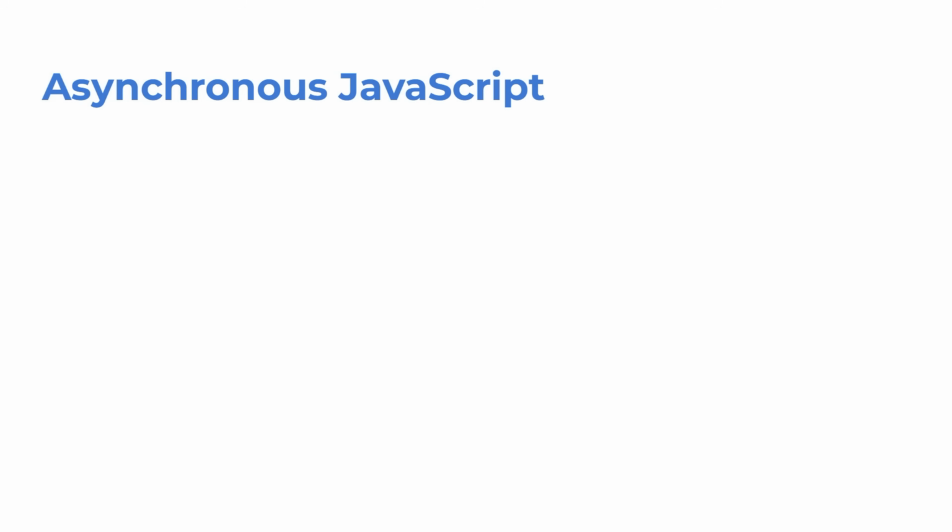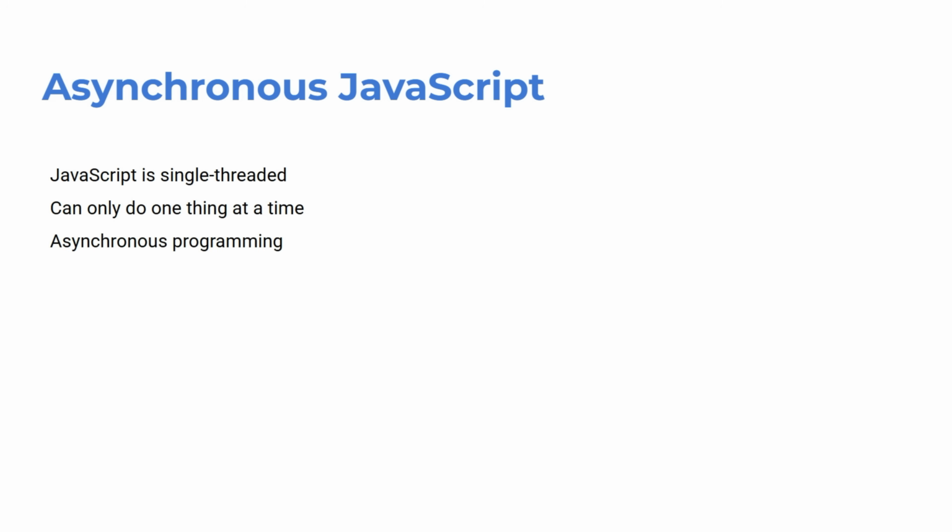Now, let's get started by understanding what is asynchronous JavaScript. JavaScript is single-threaded, meaning it can only do one thing at a time. But sometimes we don't want our code to wait for the tasks to finish before moving on. This is where asynchronous programming comes in. It lets JavaScript perform tasks in the background without blocking the main thread.